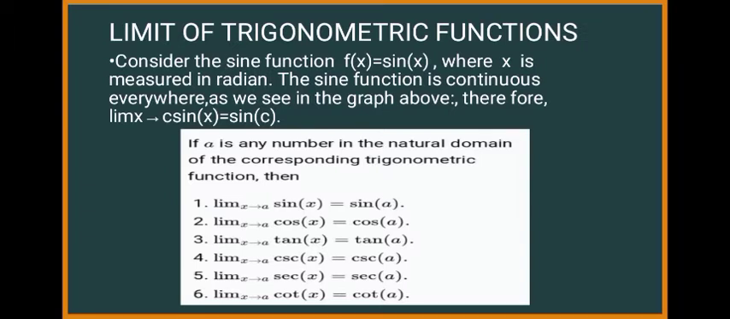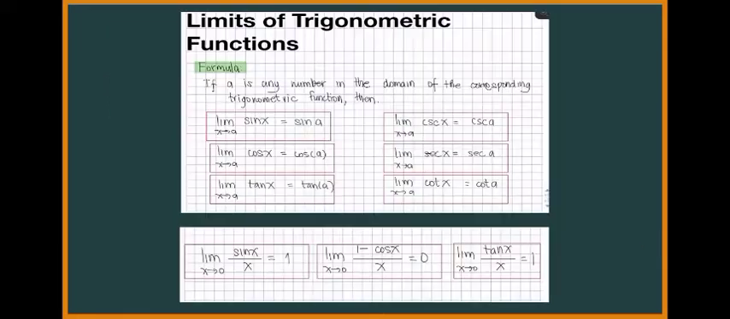If a is any number in the natural domain of the corresponding trigonometric function, then the limit of sin x equals sin a as x approaches a, the limit of cos x equals cos a as x approaches a, the limit of tan x equals tan a as x approaches a, the limit of cosecant x equals cosecant a as x approaches a, the limit of secant x equals secant a as x approaches a, and the limit of cotangent x equals cotangent a as x approaches a.